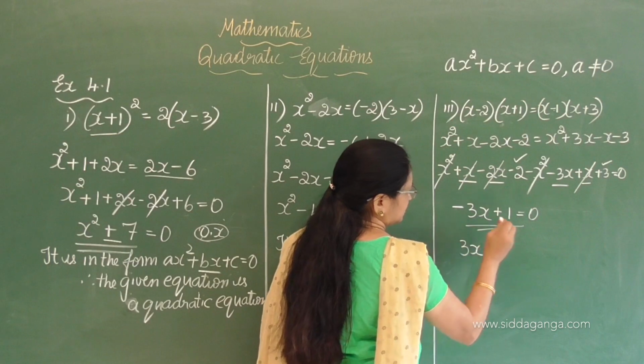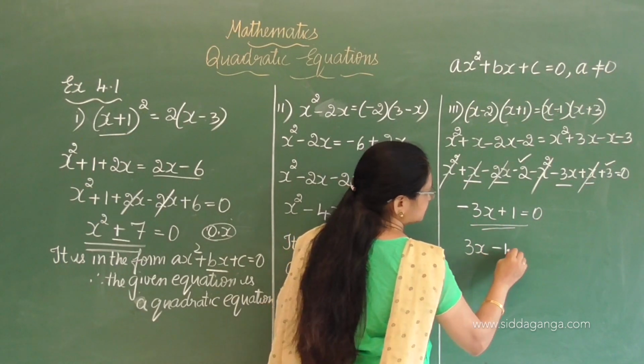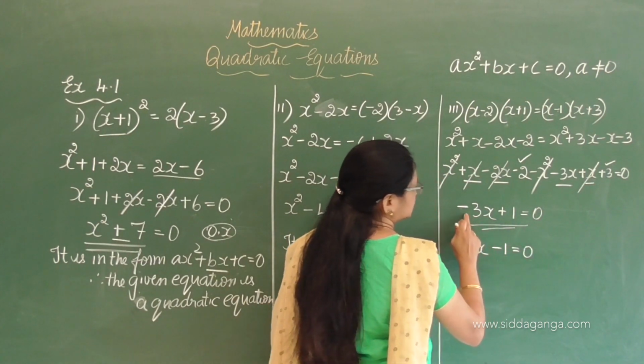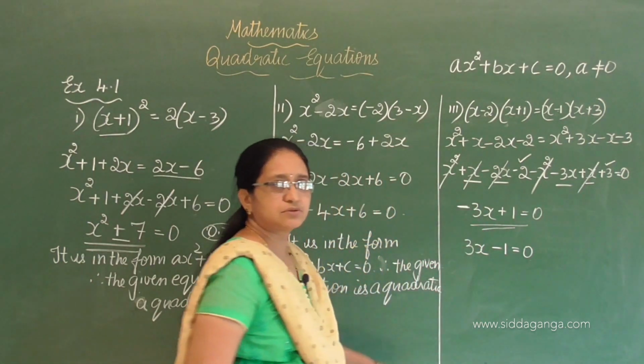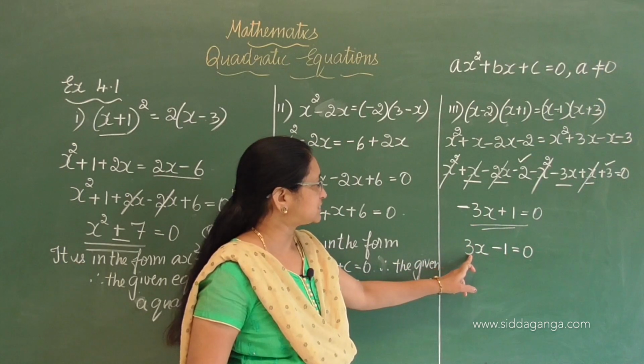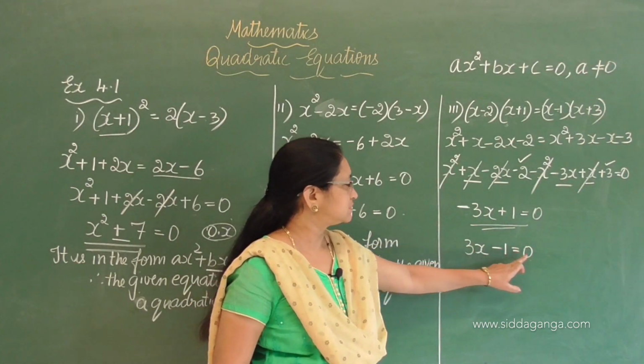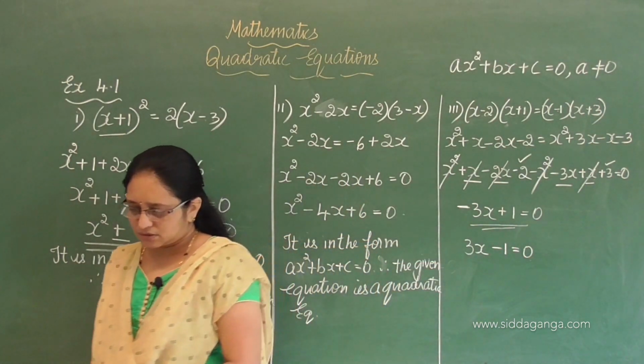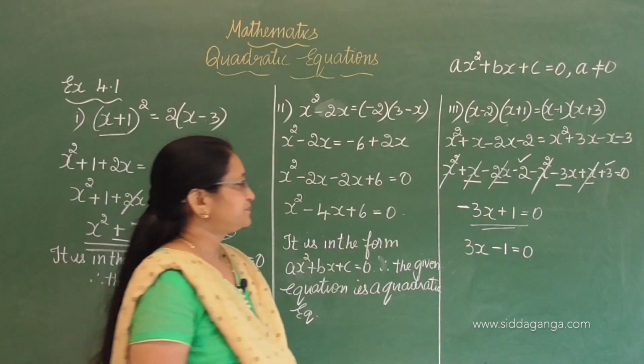How? You all know. Minus 3x plus 1 is equal to 0. So, we can change this equation by multiplying the whole thing by minus. Minus into minus is plus, and this will become minus. So, 3x minus 1 is equal to 0.